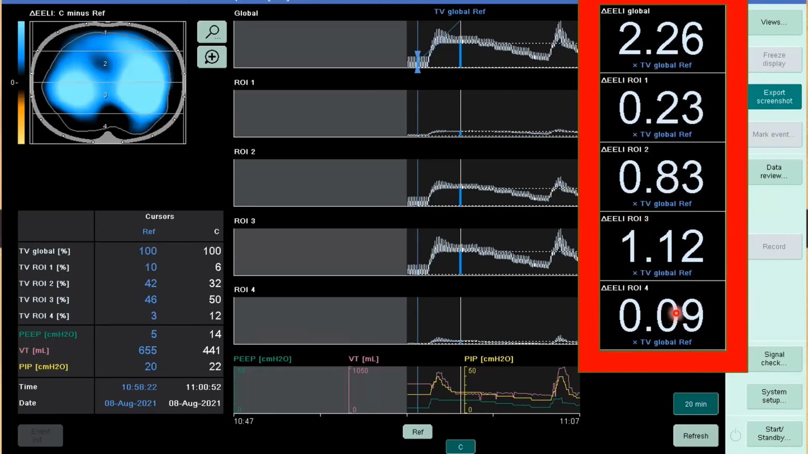But if we want to translate these impedance values into actual milliliters so that we better understand how much air has been gained, what we'll do is we'll just multiply that by the reference tidal volume. And it says it right underneath. So it says multiply by tidal volume for global reference. I've done the math for you over here.